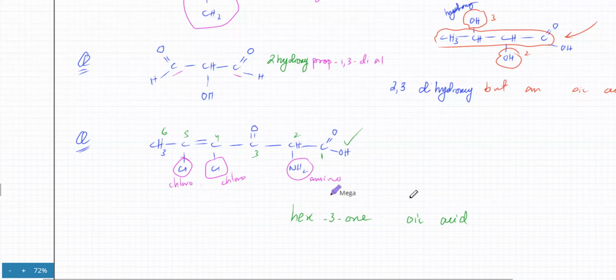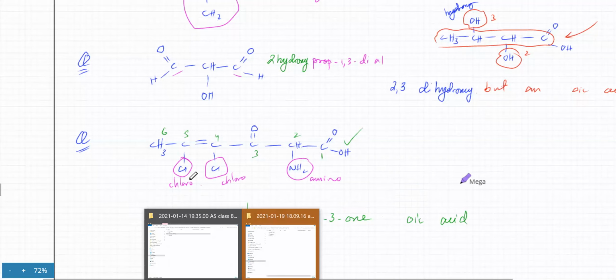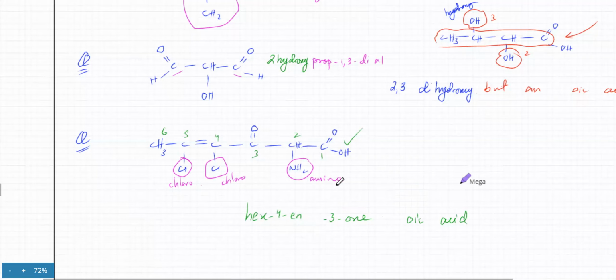Okay, sorry, I missed the AN part. AN or EN, it's going to be EN, and the double bond is at position number 4. You see that we had missed the AN and EN thing. And now we move to the branches. So it's going to be chloro, chloro, and amino. Amino alphabetically is first.